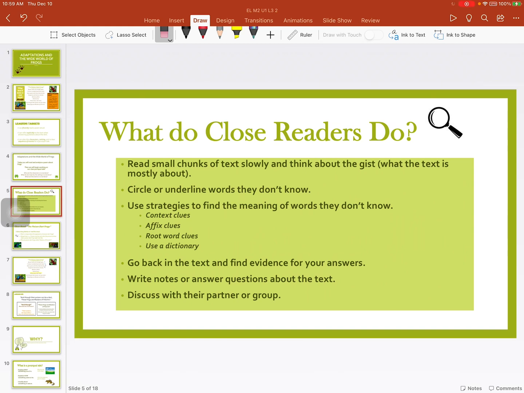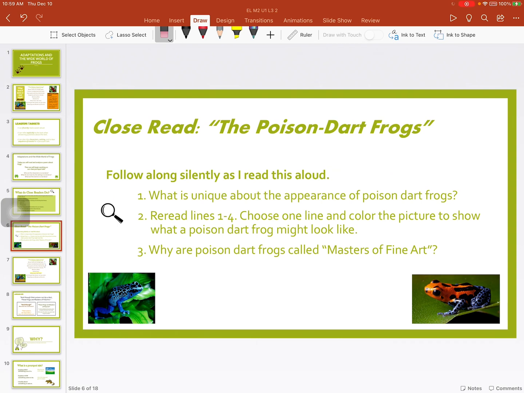Read small chunks of text slowly and think about the gist, what the text is mostly about. Circle or underline words they don't know. Use strategies to find meaning of words they don't know: context clues, affix clues, root word clues, and they use a dictionary. Go back in the text and find evidence for your answers. Write notes or answer questions about the text and discuss with their partners or group.